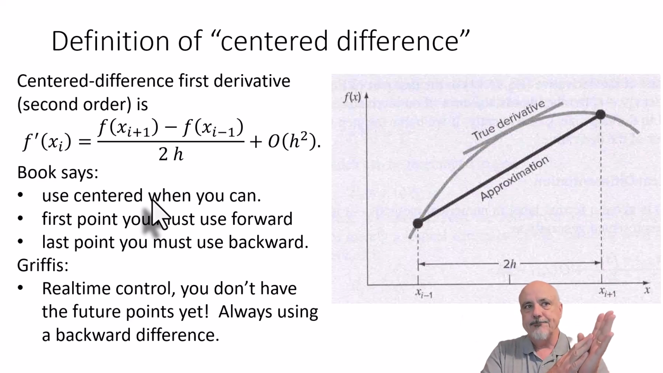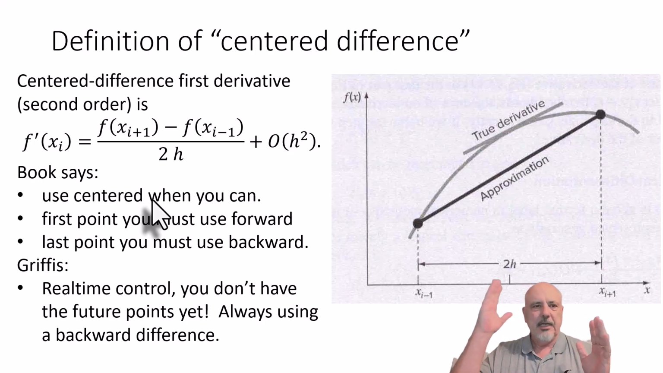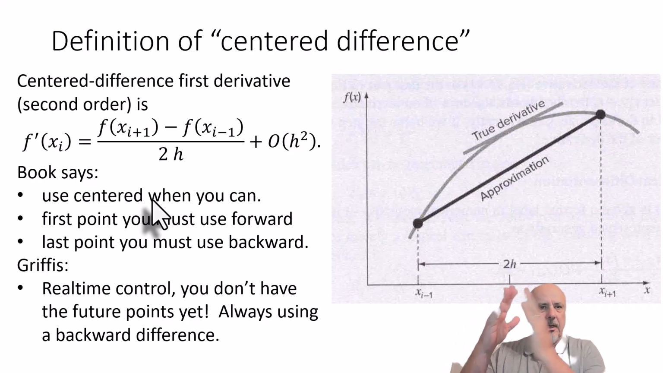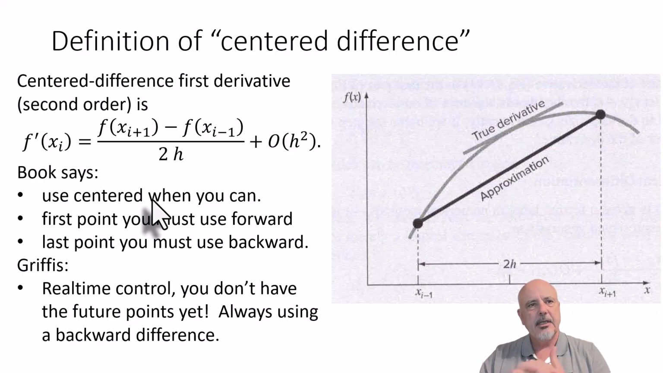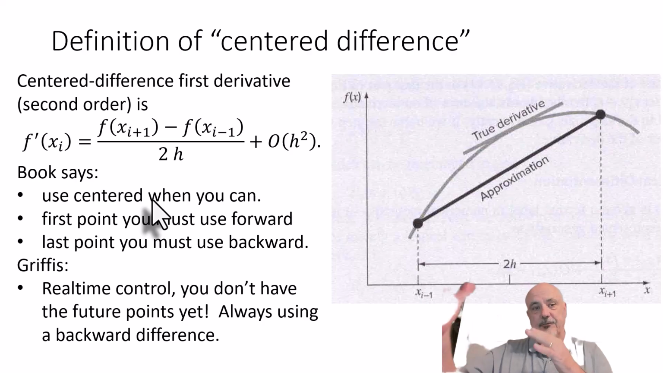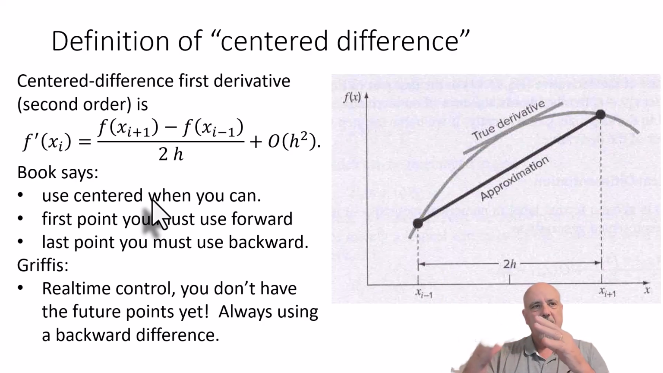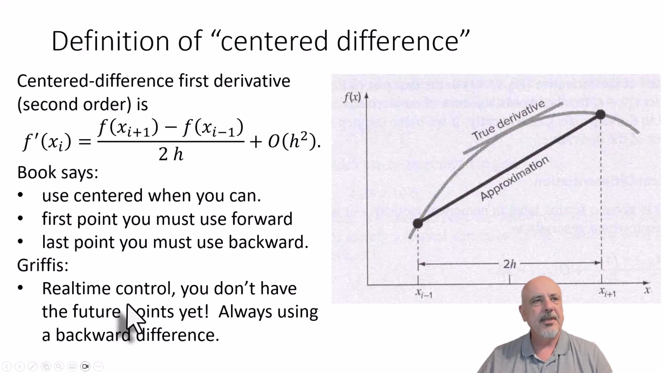If you have a series of points, the first point you have to use forward, and the last point you have to use backward. But the points in the middle you could use centered. This is what the book says. But for me, if I'm doing real-time control, I don't have the future points yet. So I'm always using the backward difference to figure out whatever derivative it is that I want to use. Okay, so that's what I look at.